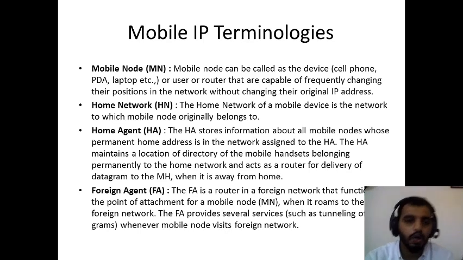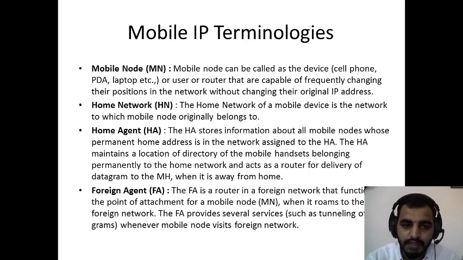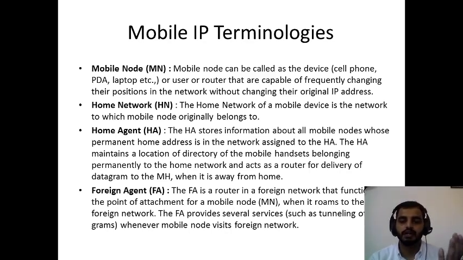Now coming towards the home network, what is the home network? The home network of a mobile device is the network to which the mobile node originally belongs. Now this can be anywhere. Like as of now I am sitting in network 3, this becomes my home network. If I am sitting in network 5, then that becomes my home network. It means the home network is the place from where you are starting your information communication.